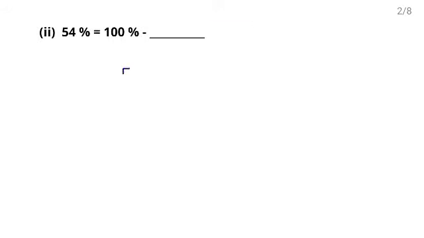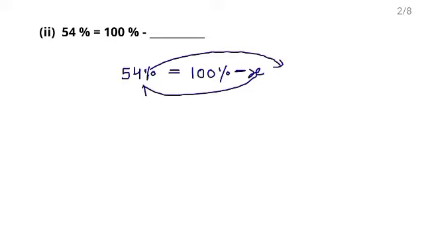Next, the second part is 54% is equal to 100% minus dash. Instead of dash, let's assume this is x. Okay, now move the variable to the left and the constant to the right. So x will be here with a plus sign, is equal to 100%. After moving to the other side, this 54 will have a minus sign.